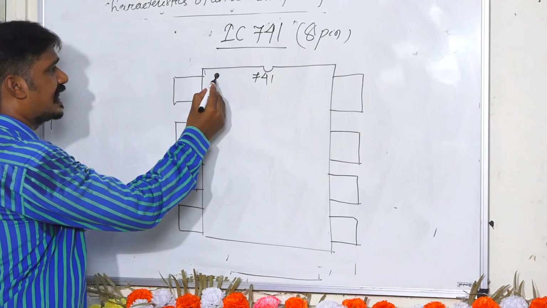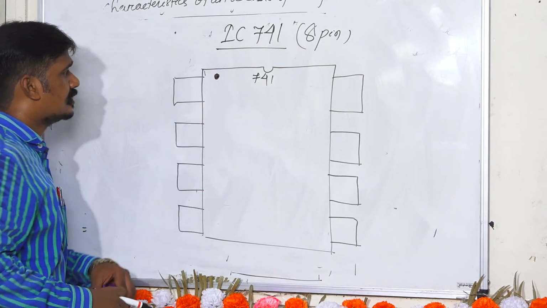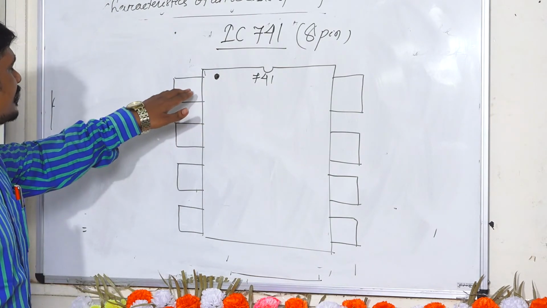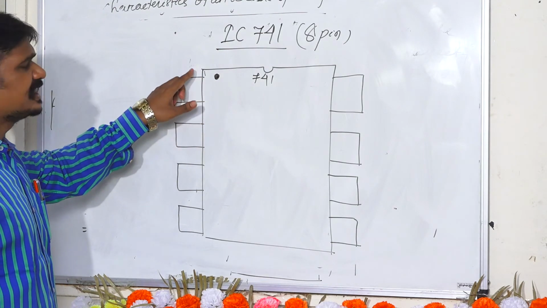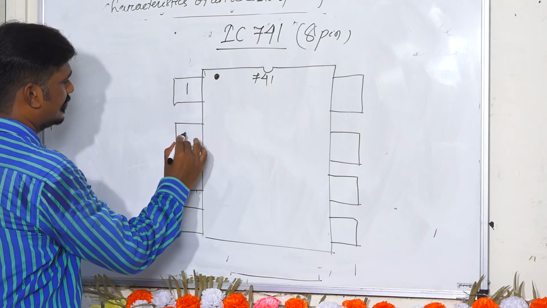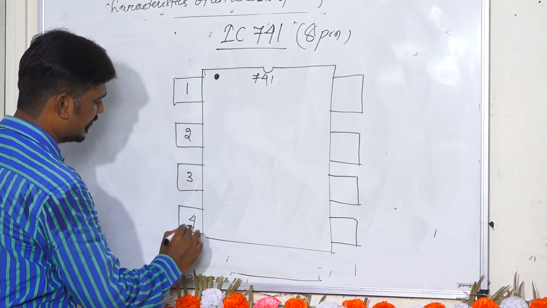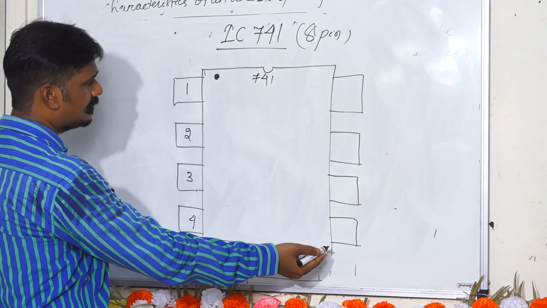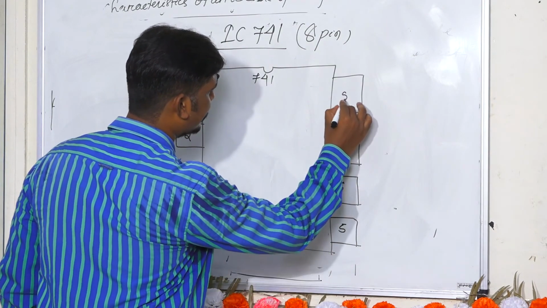So here is a dark spot, which is called a notch. It is here to show you where you can count the pins, from the top of the right side of the IC. So here is pin number 1, pin number 2, this is pin number 3, this is pin number 4. Then coming to the bottom of the right side, pin number 5, 6, 7 and 8.